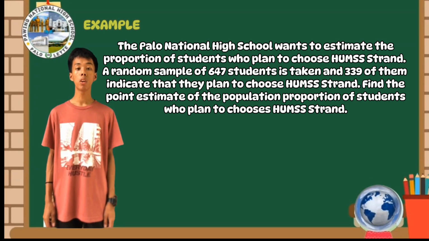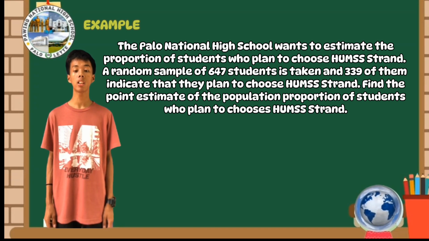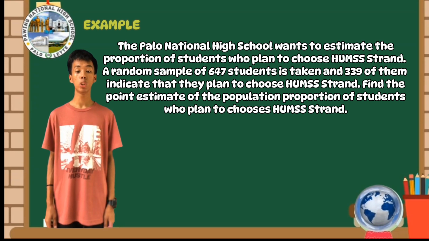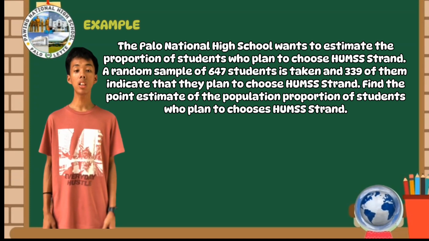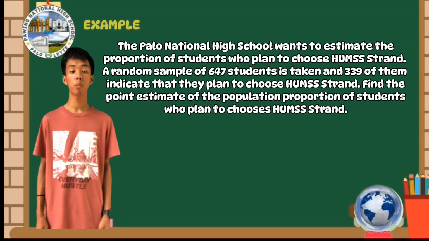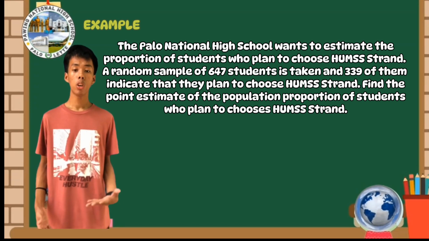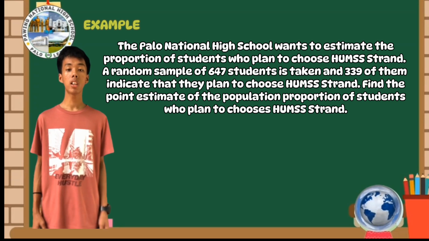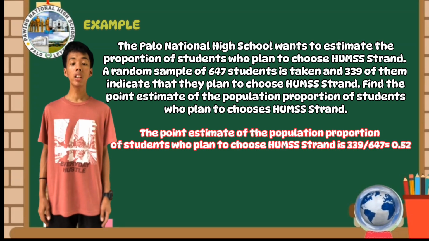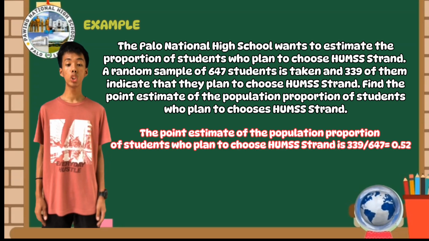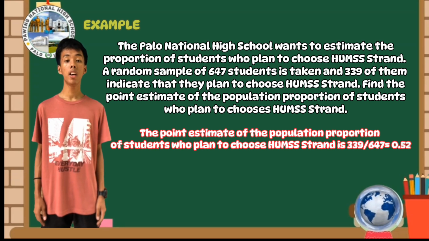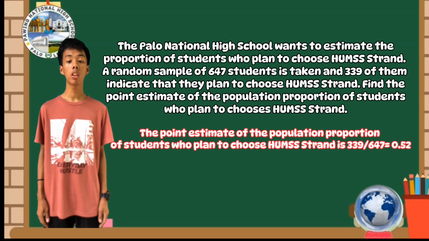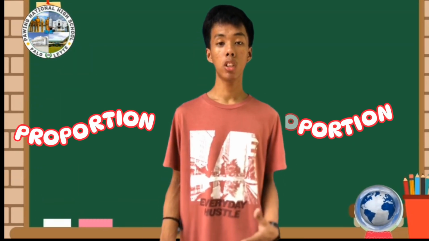The Palo National High School wants to estimate the proportion of students who plan to choose Yung strand. A random sample of 647 students is taken and 339 of them indicate that they plan to choose Yung strand. Find the point estimate of the population proportion of students who plan to choose Yung strand. Ang nakasulat dito ay proportion, so hahanapin natin ang proportion. How to find the proportion? 339 ang lahat ng gustong mag-college. Yung sample is 647. So, you will divide 339 by 647, and we will get 0.52. Reminder: pag may proportion, magdi-divide tayo.